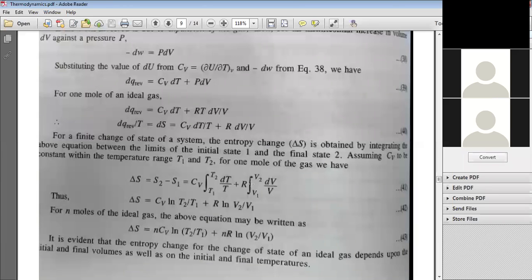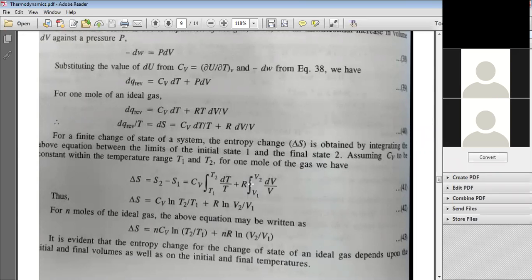So this equation consists of two terms. One corresponds to the entropy change contribution due to change in temperature, that is the very first term. And the second term is due to the change in volume of the gas during expansion. So this formula holds good whenever our gas is expanding or compressing, and during expansion or compression, temperature change is also taking place.